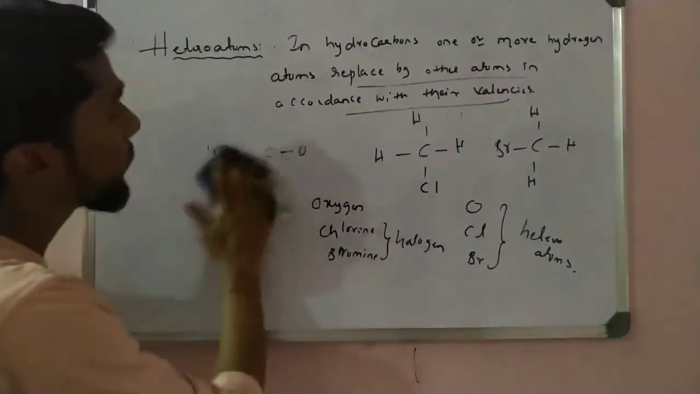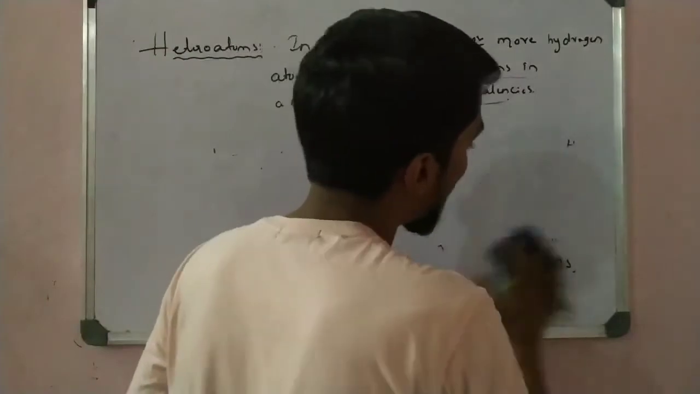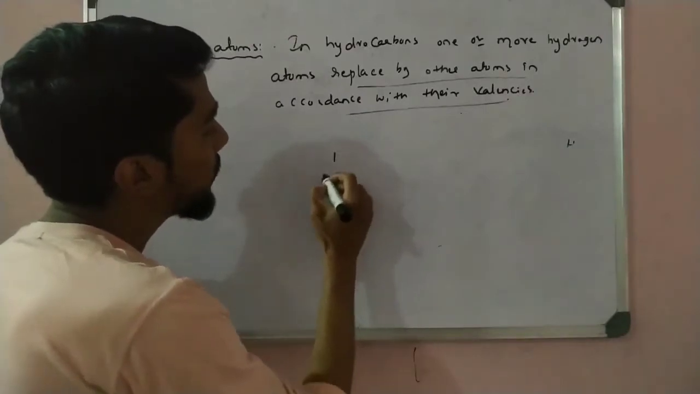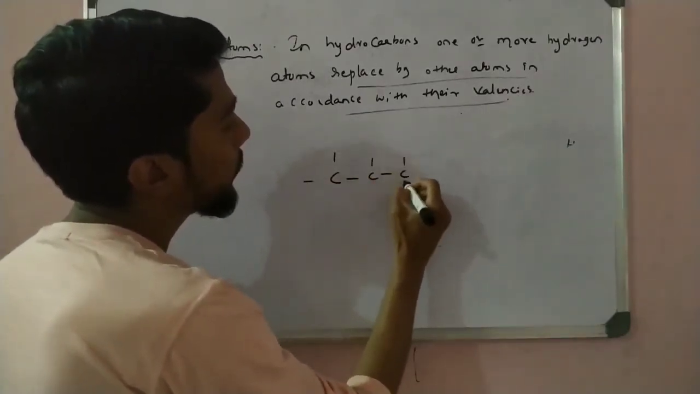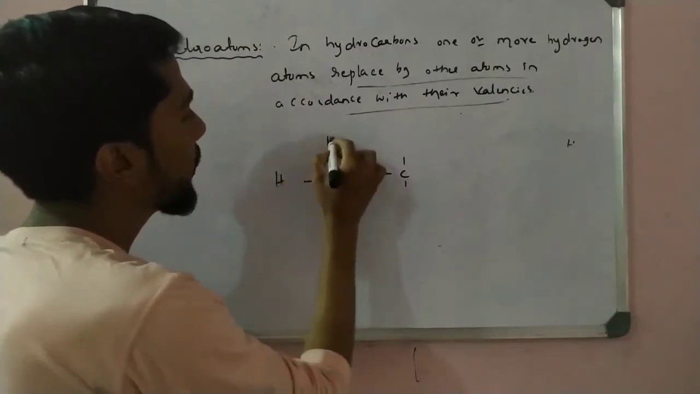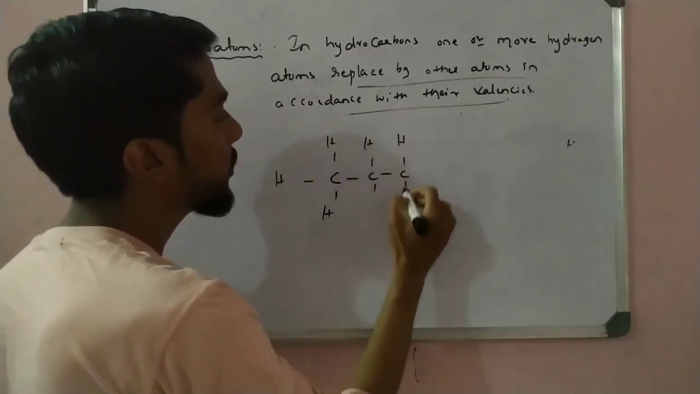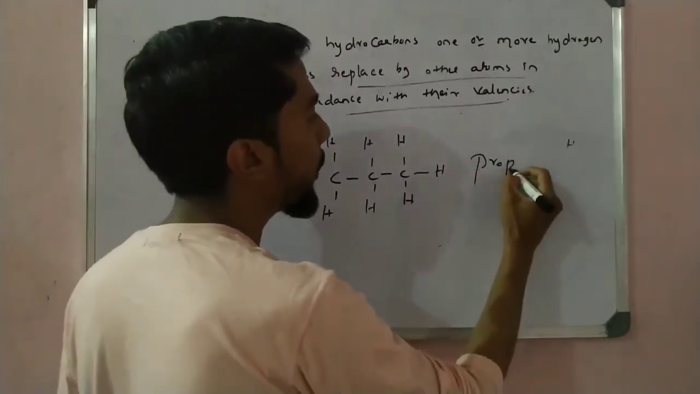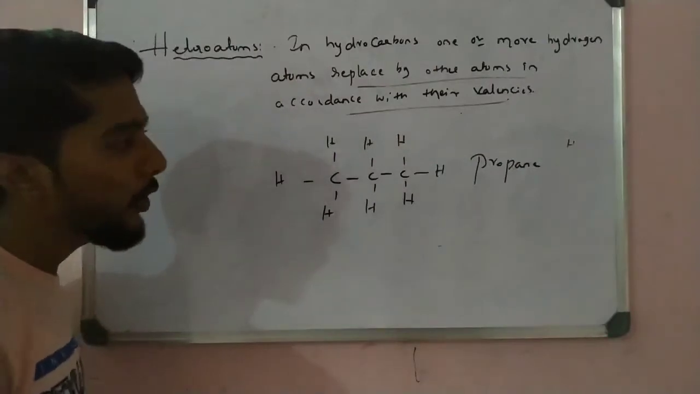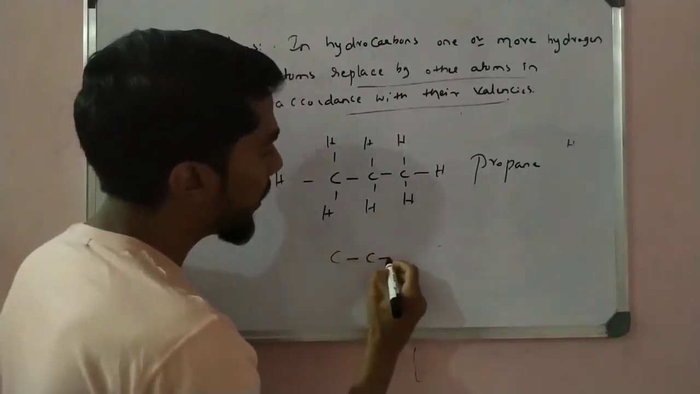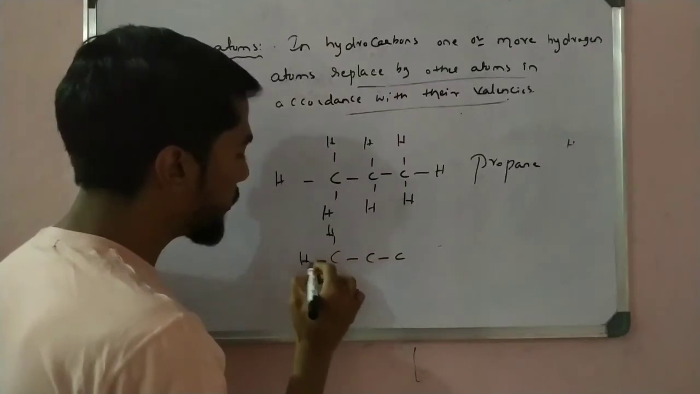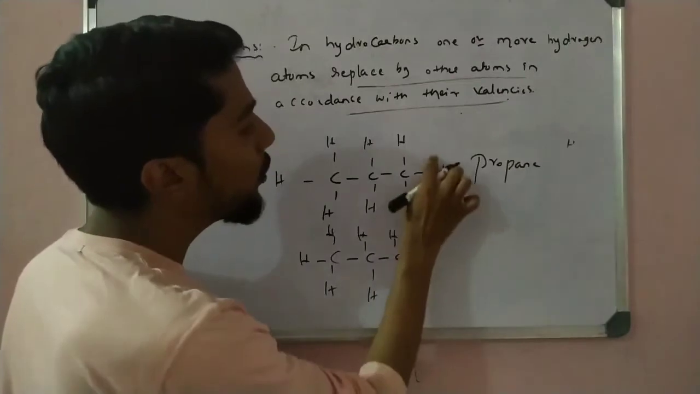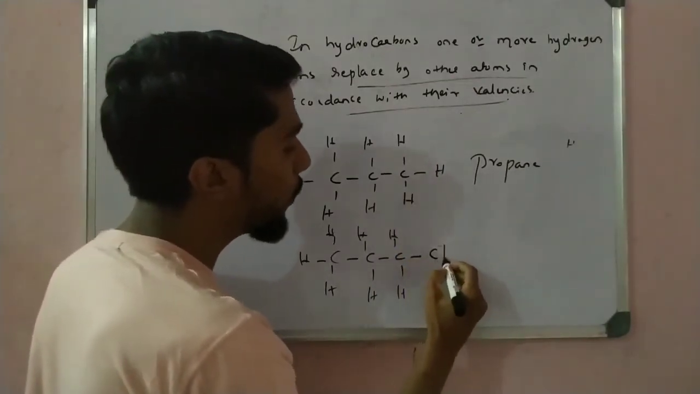Okay, now let us see. See here, I can take this H, and here is also H. It is propane, because it has 3 carbons. Now I can replace one hydrogen. I can redraw here, with one hydrogen here. I remove this hydrogen, and in its place I put Cl.